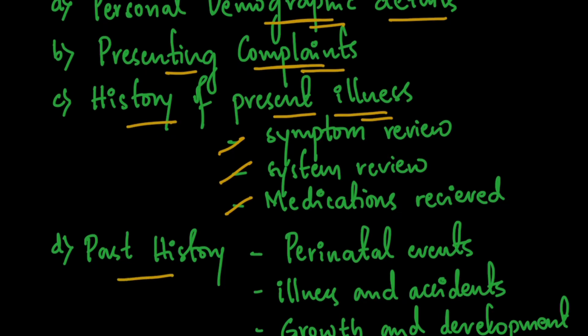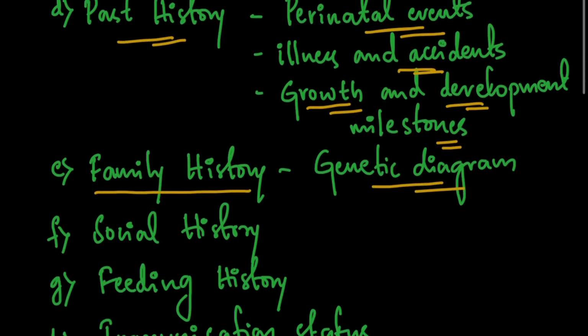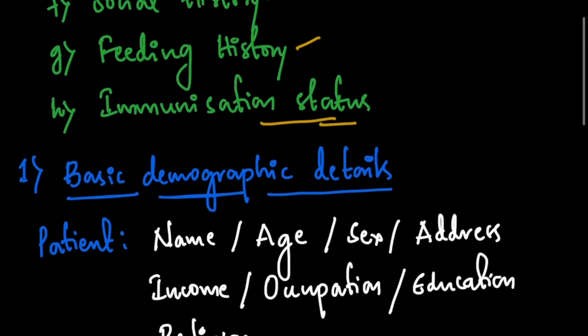Then we'll go over the past history, which might include the perinatal events, illnesses and accidents. It also includes the growth and developmental milestones of the child. Then we'll also go over the family history of the child. I will also draw a pedigree chart up to 3 generations, to see whether there are any genetic abnormalities in the child. We'll discuss the social history of the child, the feeding history, and finally we'll wind up with the immunization status of the child. So beginning with the basic demographic details.